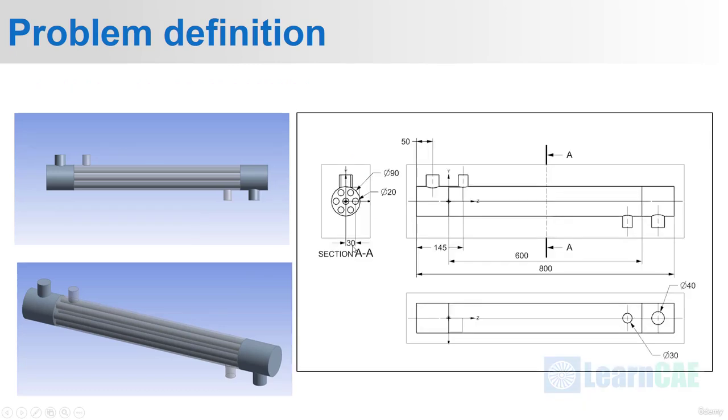The rough sketch of the model is shown. There are 7 tubes in this model and the dimensions are given here. We shall create this CAD model in Design Modeler and do the analysis in Ansys CFX. Okay, in the next lecture we shall create the CAD model. I will see you there.